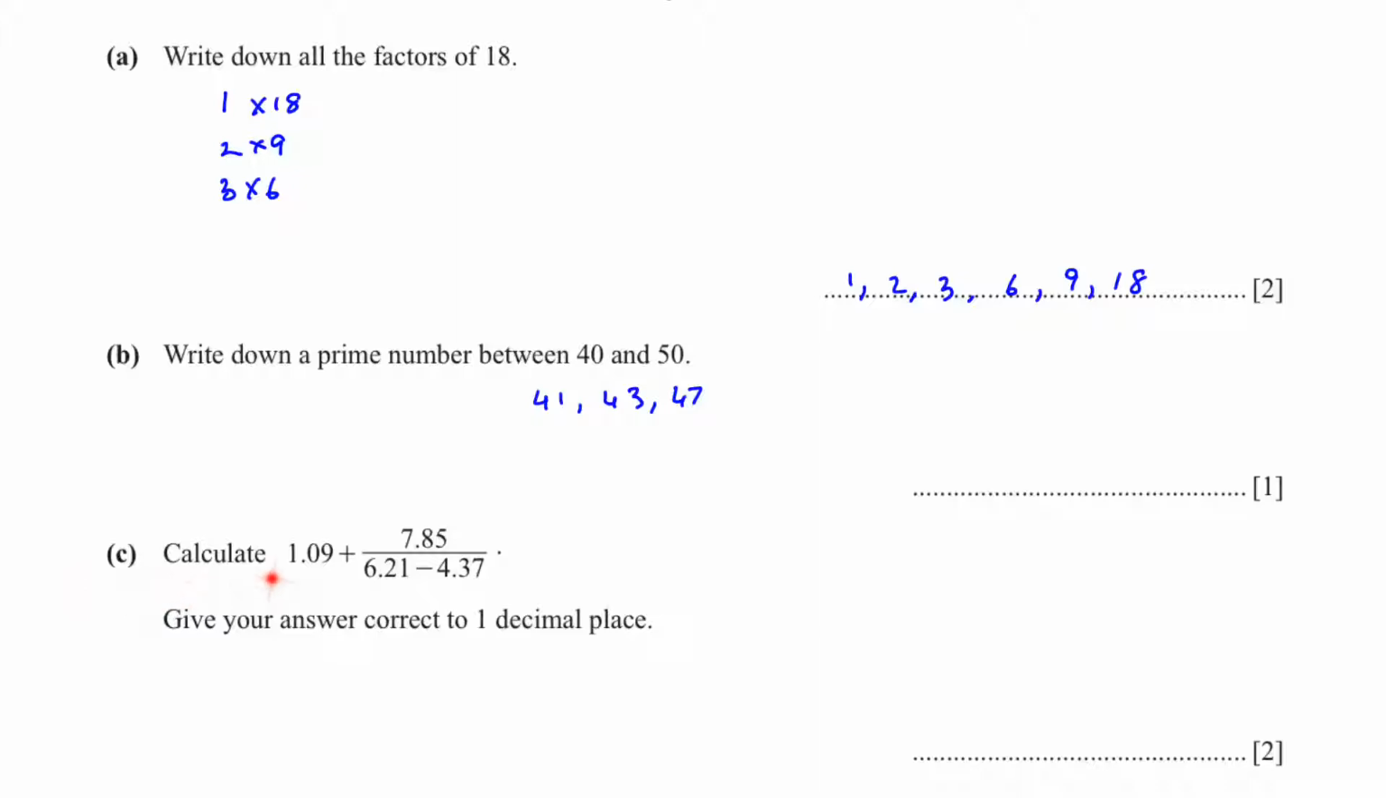In C, calculate the numbers they've given us and give your answer correct to one decimal place. So very easy to mark. When you put it in the calculator, you will get 5.356. To round to one decimal place, or whatever number you're rounding to, look at the number after it. We have a 5. If you have a 5 or more than 5, you add 1. So the answer is going to be 5.4.